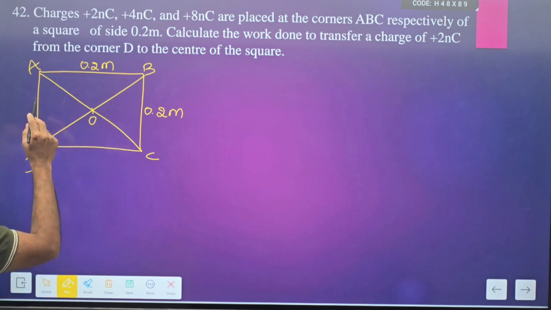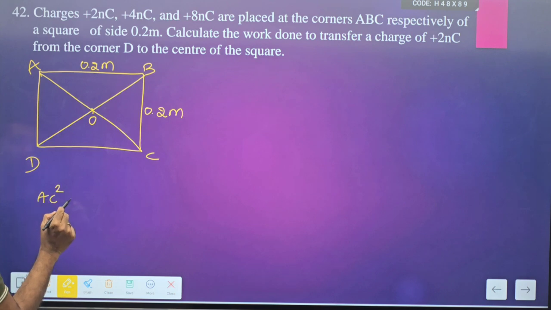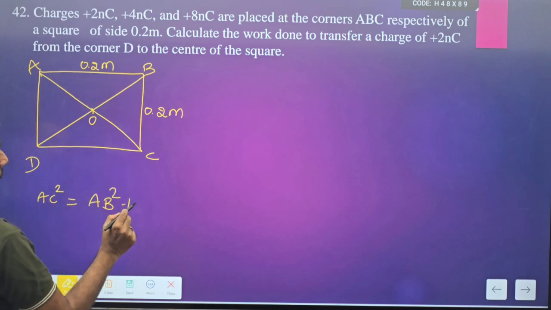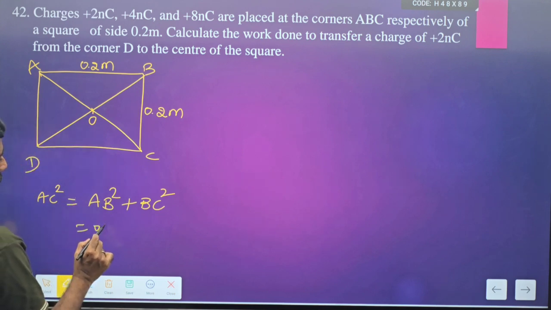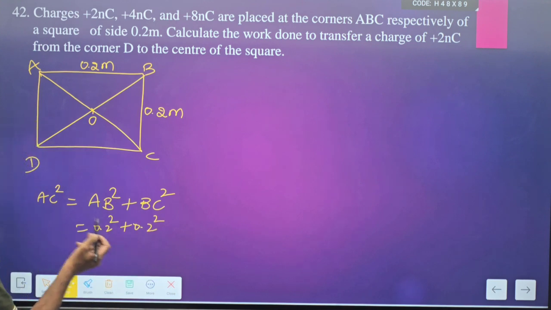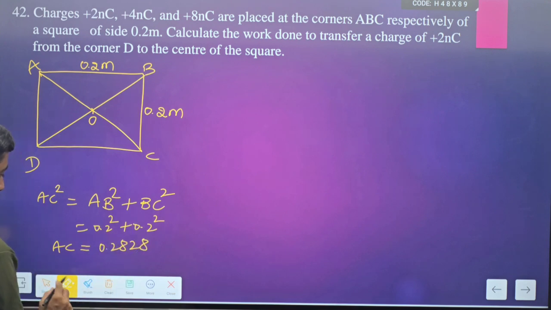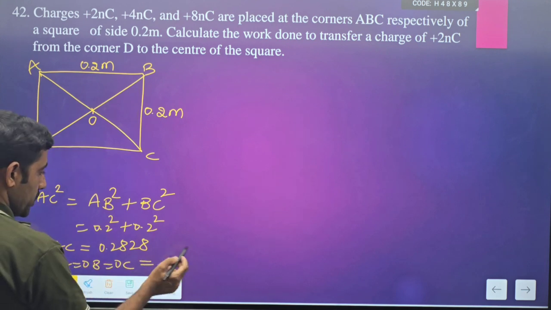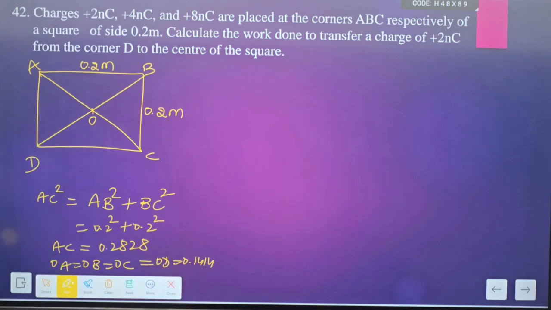In the right angle triangle ABC, AC square is equal to AB square plus BC square. That is 0.2 square plus 0.2 square, 0.04 plus 0.04, 0.08. Hence, AC is equal to root 0.08. It will become 0.2828. Hence, OA equals OB equals OC, which is equal to OD, 0.1414. Okay, first you have to find this out.